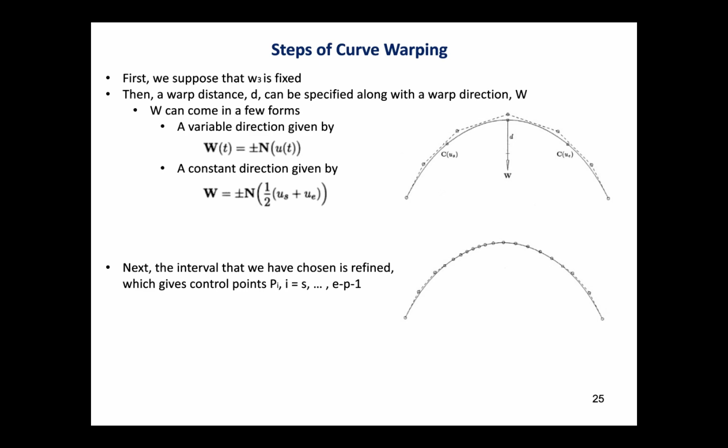Next, the interval that we've chosen is refined, which gives control points P sub I, where I goes from S to E minus P minus 1. So it gives us control points in between our two curve points there. And so you can see right here, it's refined, yielding those control points.